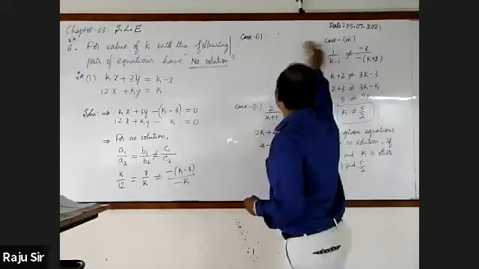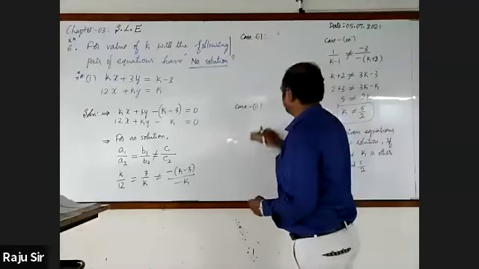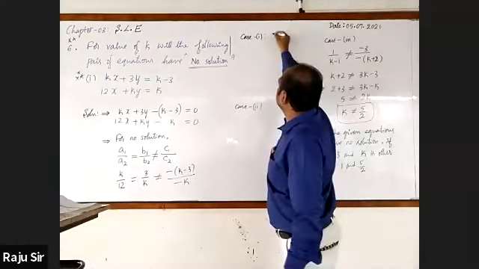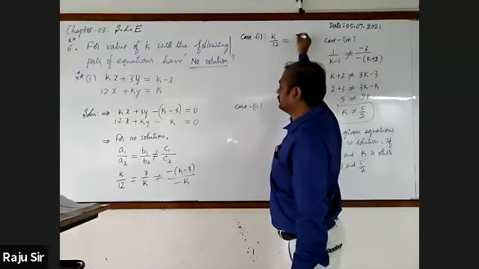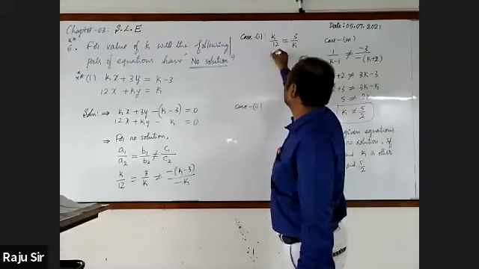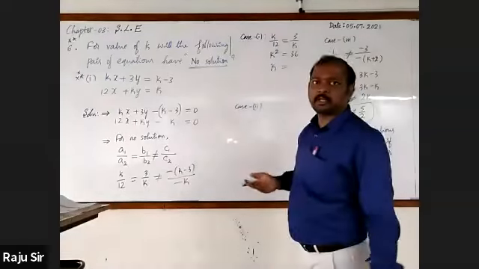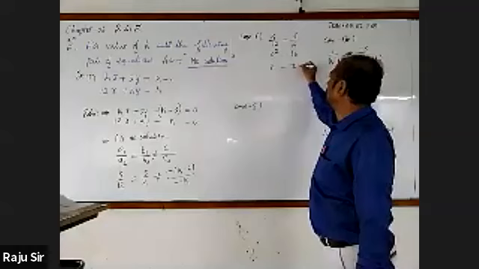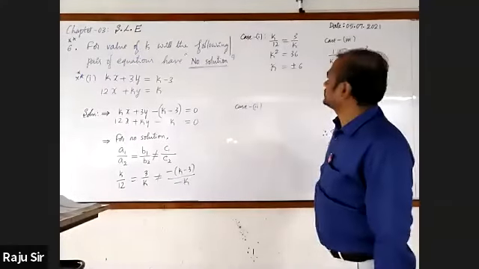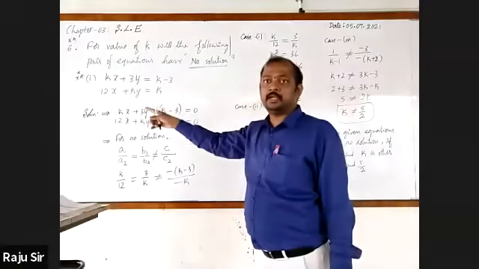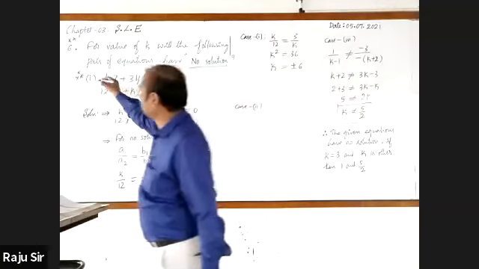Let me take the first case. In the first case, k by 12 is equal to 3 by k. Cross multiply. It is k square equal to 36. k is equal to, you may write plus or minus 6 also. Second case, k is other than plus or minus 6. This is the sixth question, with two sub questions, and this is the second sub question.